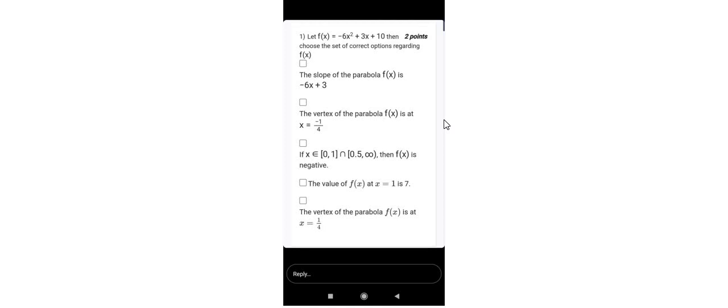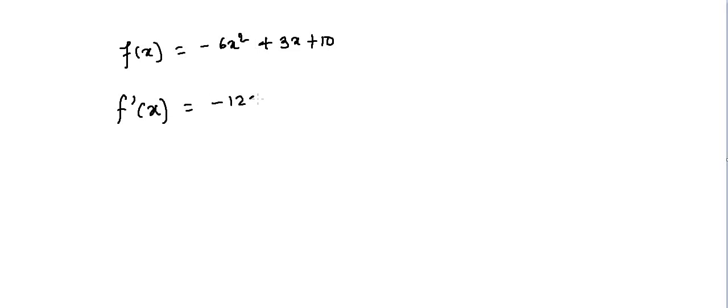So for finding out the slope of any function, what you need to do is that whatever the equation has been given to you, just differentiate that equation with respect to x. You will be able to find out the slope. So in this case also, we will be differentiating this equation, that is f of x is equal to minus 6x square plus 3x plus 10. So let's find the derivative with respect to x. This is going to be minus 12x plus 3. So this is the slope that we have got.